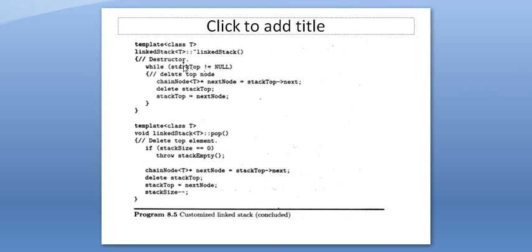So it checks stack top, is it null? If it's not null, then the next node points to the stack top's next node, and you delete the stack top. Then again stack top is moved to the next node, and you repeat this process while stack top is not equal to null. When it is equal to null, you can definitely say that you don't have any element present in the list. So this is how the linked stack destroy function, or destructor, works.